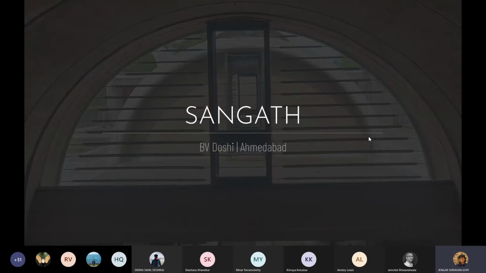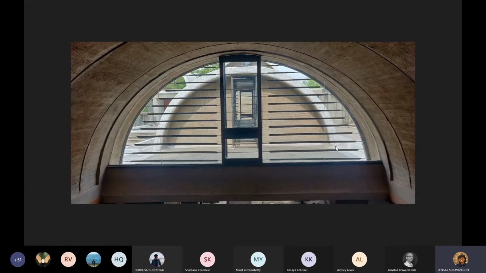And this is B.V. Doshi's office. So not many pictures, but you can see these dome-shaped clerestories for his office, which really brought in a lot of light. And then how it gets broken up into these two quarters of a circle, and then this central portal.